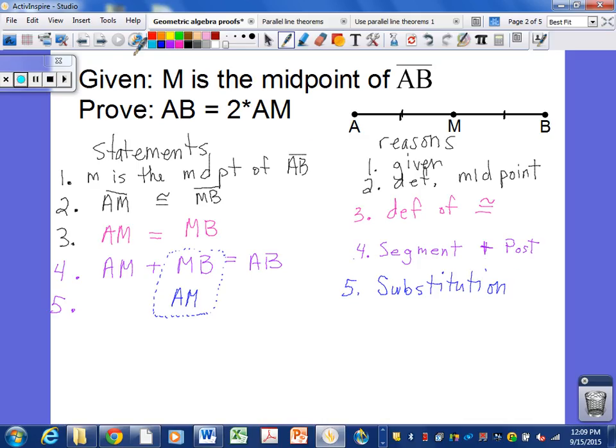Now, of course, we've got to write in the rest of this also. I'm just showing you that the MB changed to be an AM. So now we need to write in the rest, because all we've done is we've replaced one part of this number 4 statement.